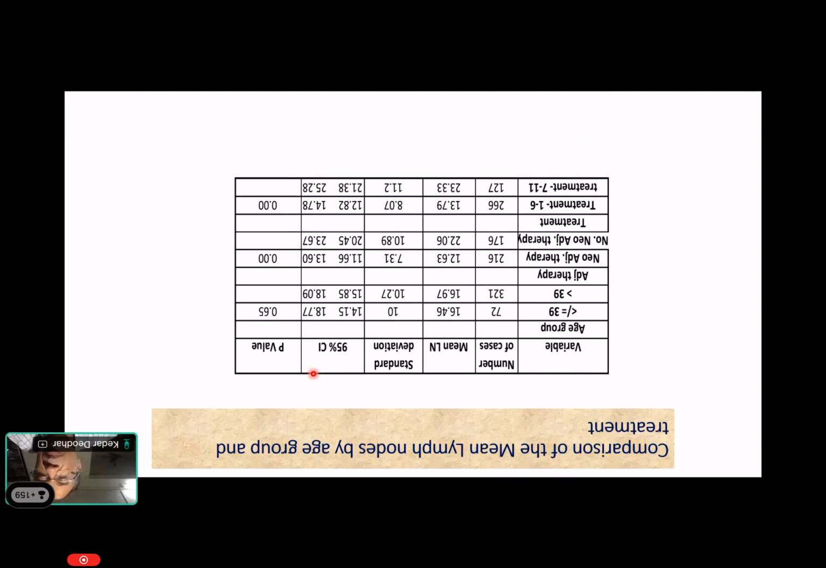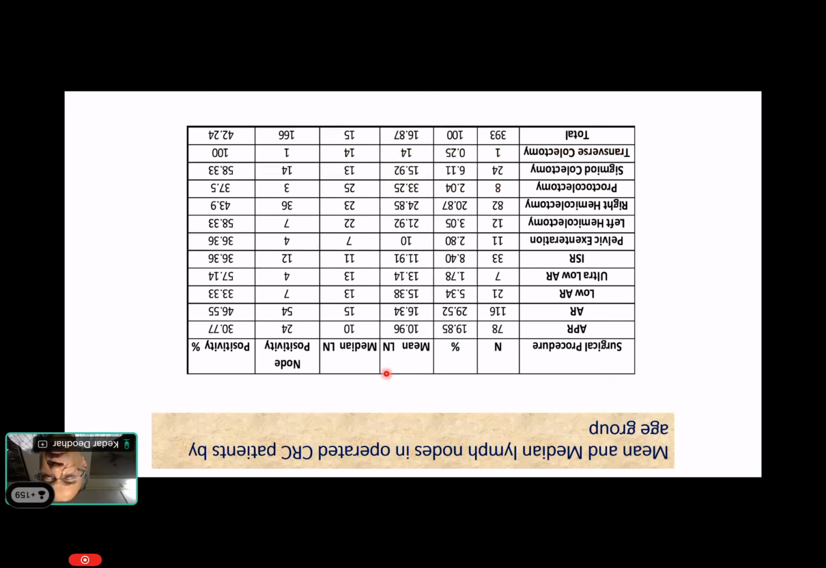These are the contents of this publication. I'll go on to the last slide. Essentially, the surgeries were of a variety of types: APR, AR, low AR, anterior resection, ultra low AR, intersphincteric dissections. Some of the surgeries were pelvic exenteration, left hemicolectomy, right hemicolectomy, proctocolectomy, sigmoidectomy, transverse colectomy, and so forth. So a total of 393 reports were checked.